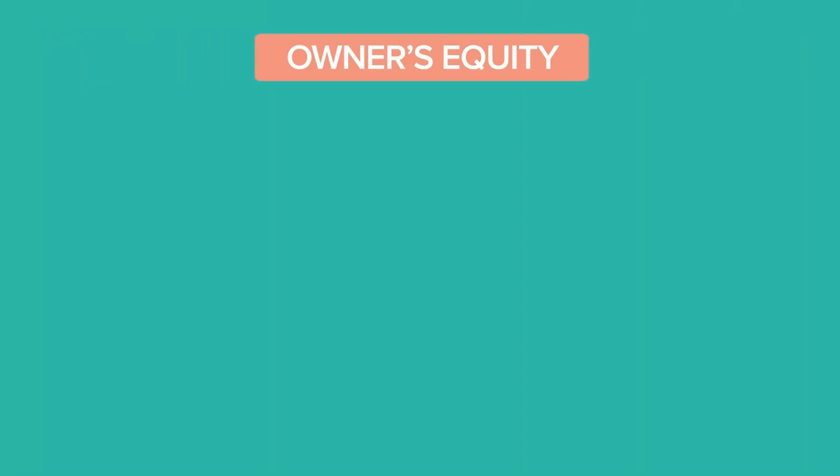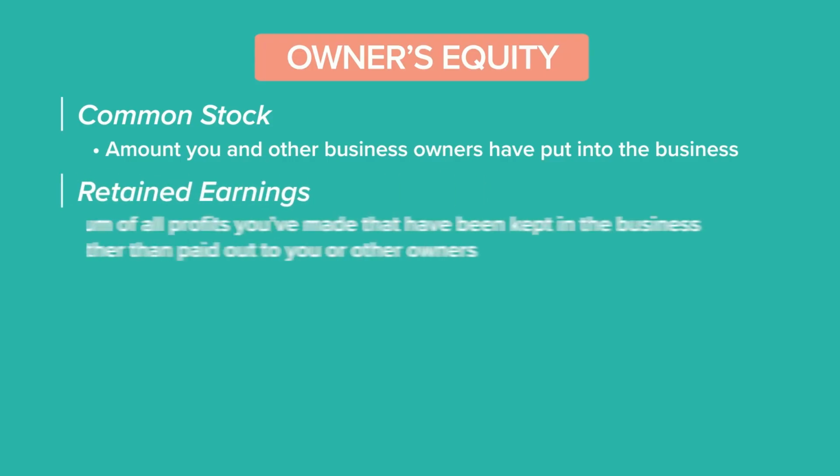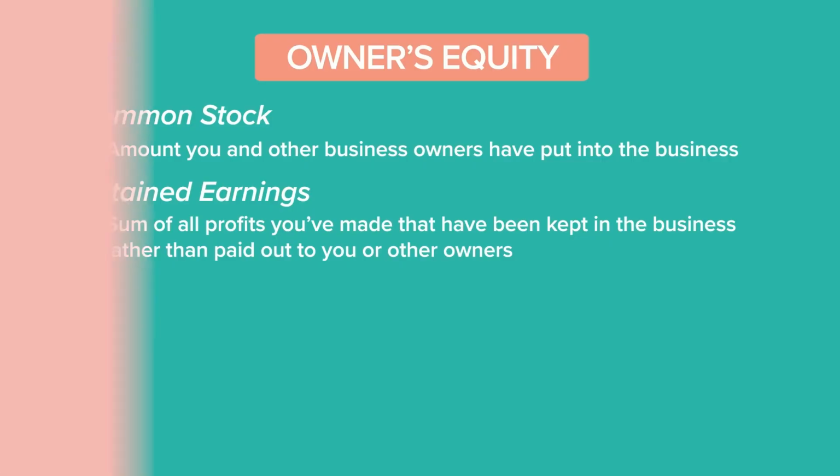Finally, we're left with the owner's equity section of the balance sheet. This shows how much of the business you own after all debts are considered. This includes common stock, which is the amount of money you and other business owners have put into the business, and retained earnings, which is the sum of all the profits you've made that have been kept in the business rather than paid out to yourself or other owners.